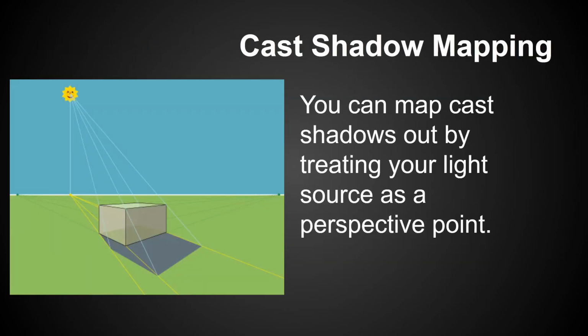A lot of the reason we do perspective and boxes first is because when you're mapping out your cast shadows, you can actually treat your light source as a perspective point for mapping those out, as you can see here in this image. They're mapping out where the shadow hits the ground by creating their own little light source and mapping it with all the corners.